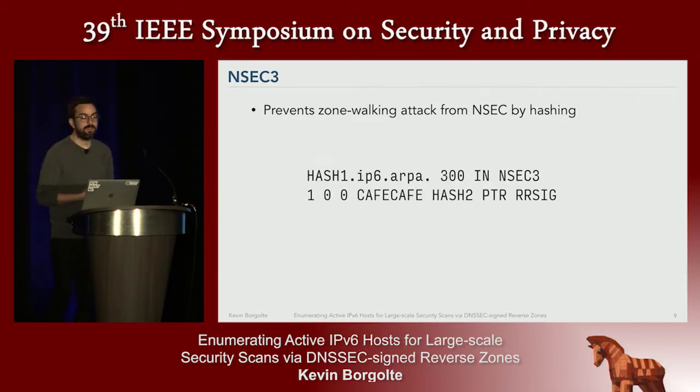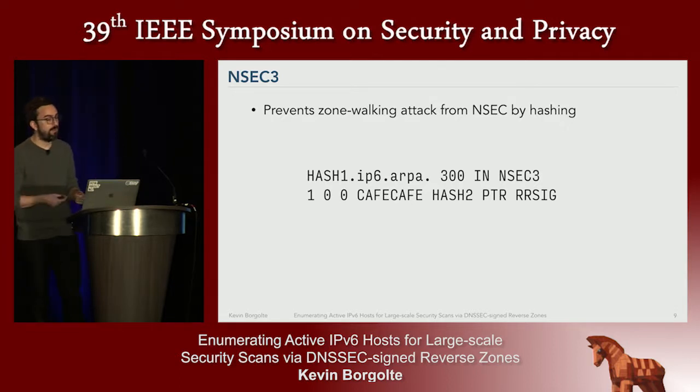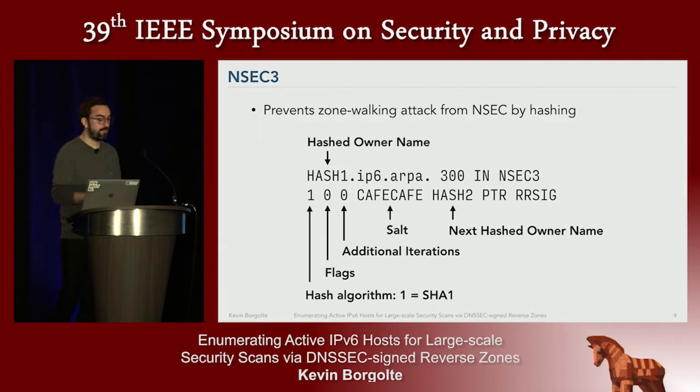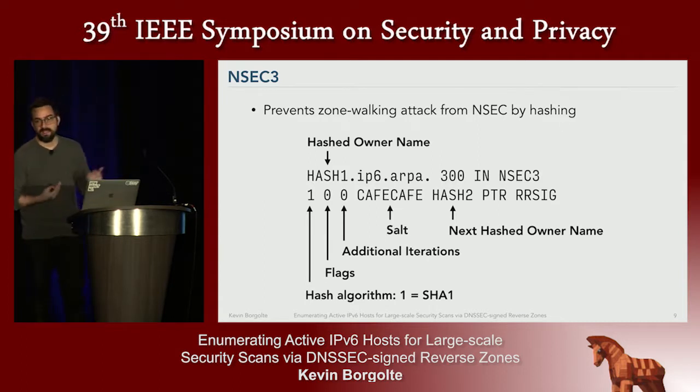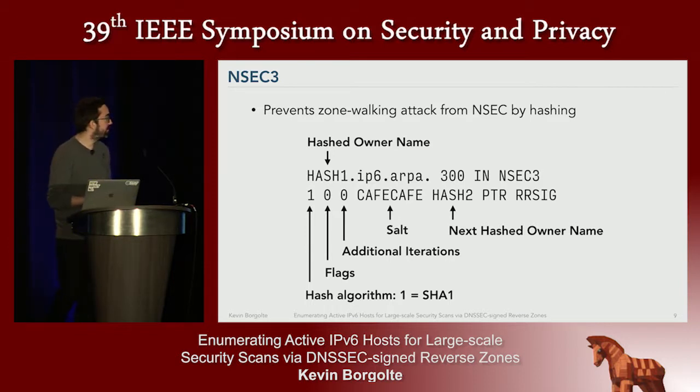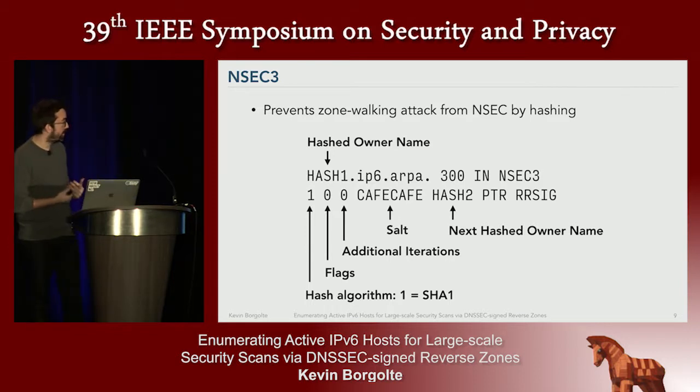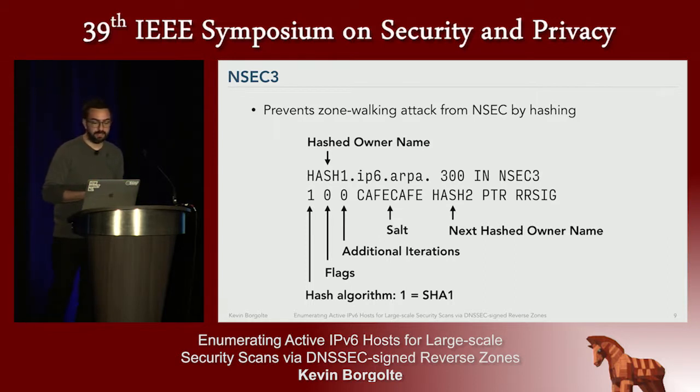The way an NSEC3 record looks, it takes one hash and then points to a second hash, which is the next hash. And specifically, it also introduces a salt. It specifies the hash algorithm, in this case SHA-1, and as far as I know, it's the only one supported by the RFC for DNSSEC, so it's still only SHA-1. It has some additional flags, and it sets additional iterations.